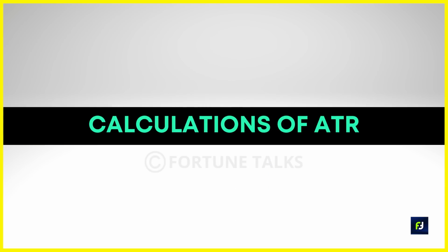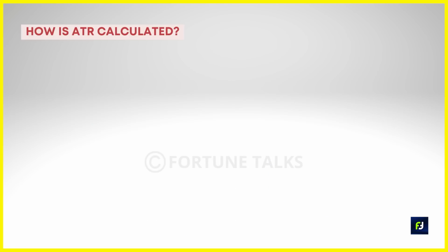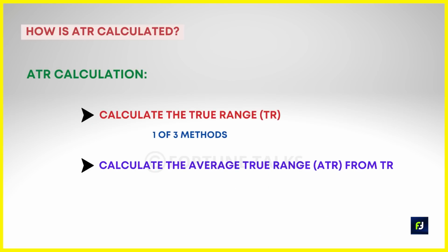Let's look at the calculations now. How are ATR values calculated? Well, it can be done using one of three methods depending on how the candles are formed. To calculate the average true range, the first step is to calculate the true range, or TR. For doing this, the current price bar is compared either to itself or to the previous bar's close price, and the true range is taken as the greatest of the following calculations.